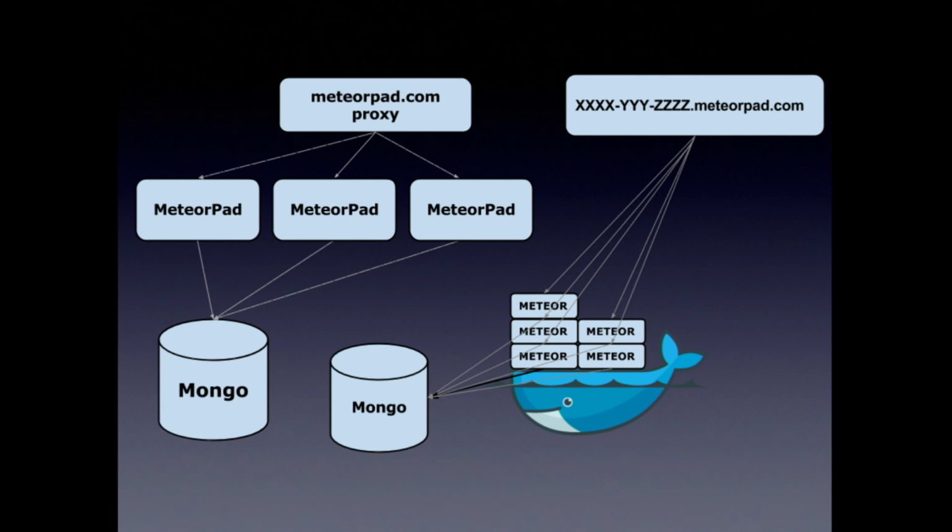So this is the basic architecture behind MeteorPad.com. You see that there is the proxy up here at the top, which goes to 3 different Meteor apps, each running MeteorPad. And then all of your files are stored in a Mongo database. If you hit one of these URLs with a different subdomain, then you are redirected to one of the Meteor containers. And this is where each of your MeteorPad apps are run.